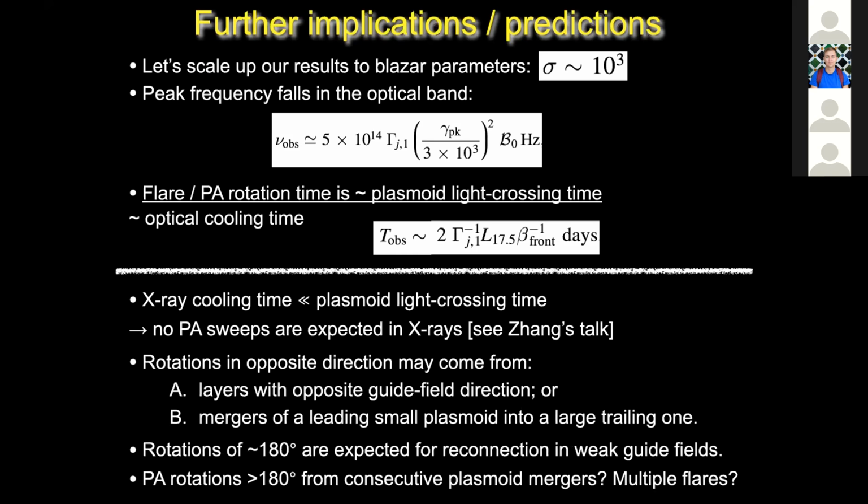Let me skip this one. Rotations of 180 degrees are naturally expected if you have a weak guide field, an out-of-plane magnetic field. How do you get even more than 180 degrees? I would claim that this can only be due to multiple mergers, so multiple of these projectile plasmoids passing through and generating sweeps through a larger plasmoid. This naturally happens, but this would also say that in reality, very large angle rotations should be associated with a number of flares, if we're associating every flare with a merger.